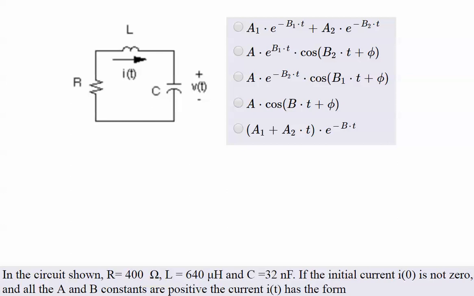All right. So R over L for these numbers, squared, was greater than 4LC. Therefore, there's only one correct answer. That's the overdamped. There's 2 real roots. We get 2 exponential decays.